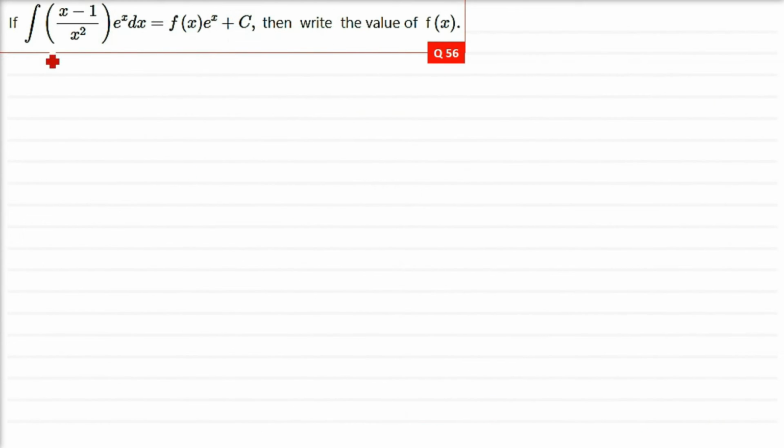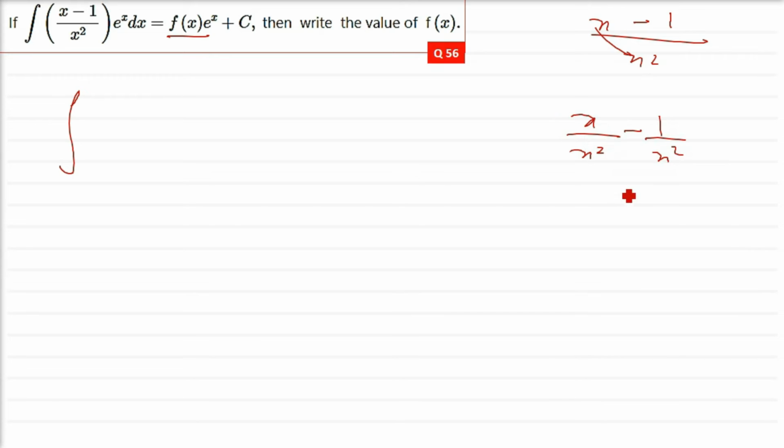Now this question and the next question are almost similar, and it is based on the formula which we have already proven. So the integration of (x minus 1) by x square into e raised x dx is f(x) e raised x plus constant. Write the value of f(x). Now let's integrate this. Let's separate them out. (x minus 1) by x square can be written as x by x square first, then minus 1 by x square. x by x square is 1 by x. This is minus 1 by x square.